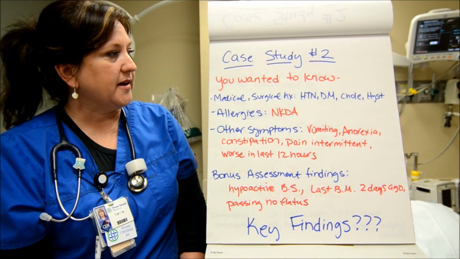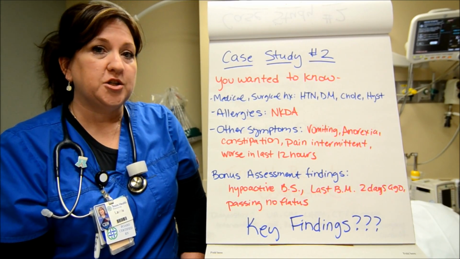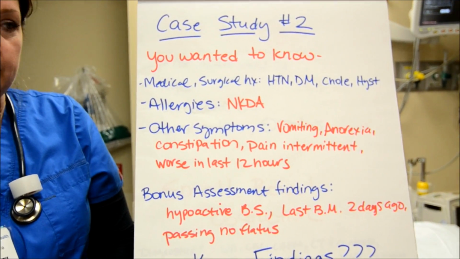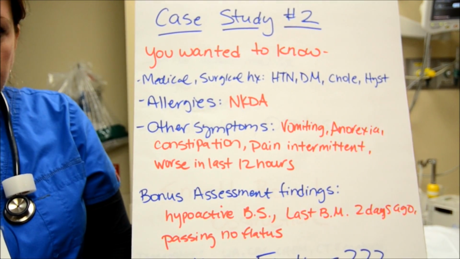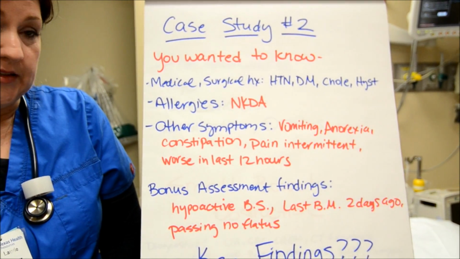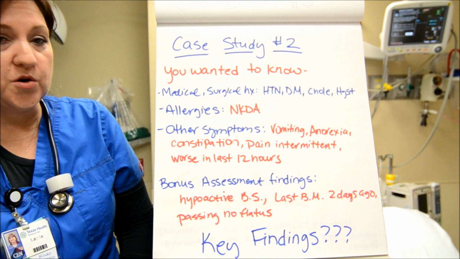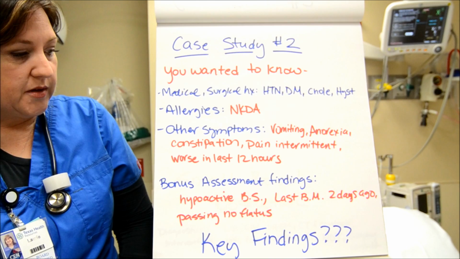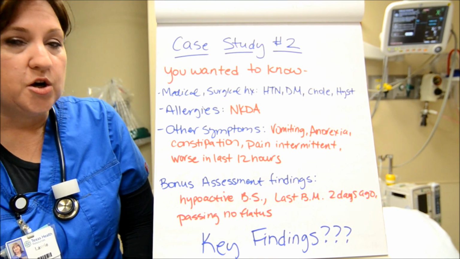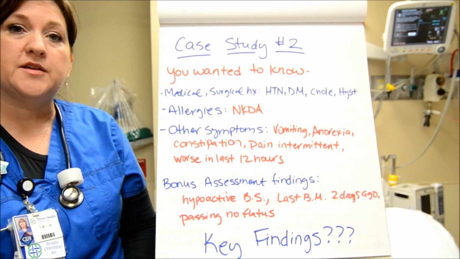All right, for our second case study, what you wanted to know the patient's medical and surgical history. She's got high blood pressure, she's diabetic, she's had her gallbladder removed, and she's also had a hysterectomy. She's not allergic to anything. She's had vomiting and anorexia just means she hasn't been eating. Constipation, pain has been intermittent, and it's worse in the last 12 hours. Your bonus assessment findings for this patient are that you discovered that she had hypoactive bowel sounds. Her last bowel movement was 2 days ago, and she's passing no gas. What are the key findings?